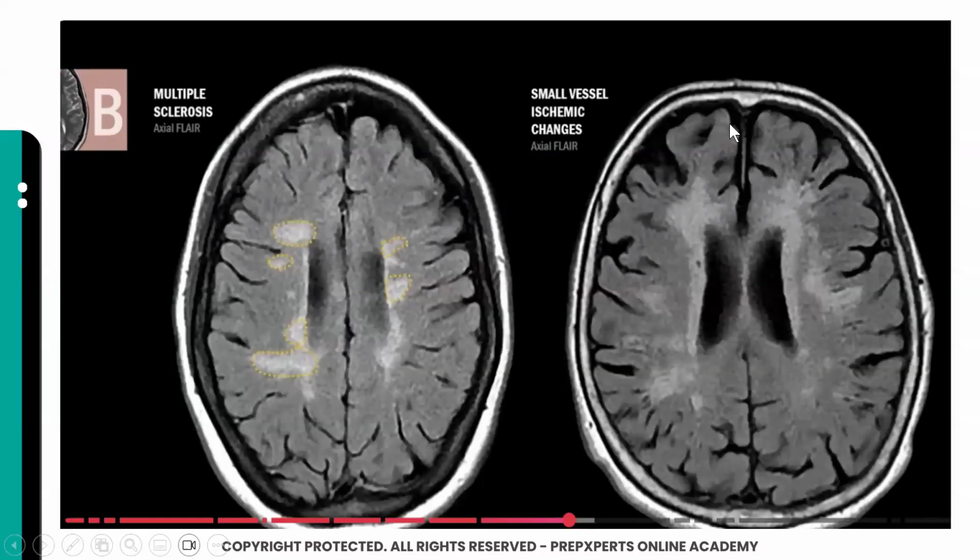Then we have another thing which is called ischemic small vessel changes. This is just to show differentiation. These are more like periventricular seepage, but a bit irregular and clumped T2 hyperintensity. That is going to be ischemic small vessel change. This is also FLAIR hyperintense.